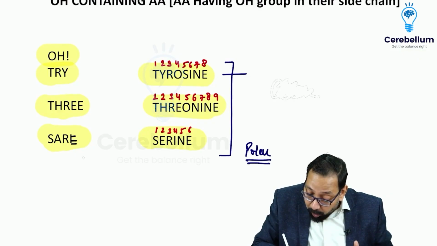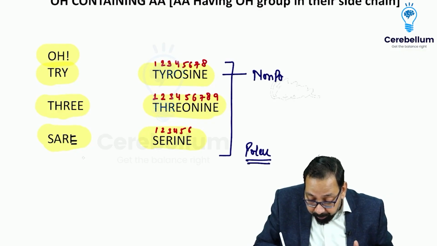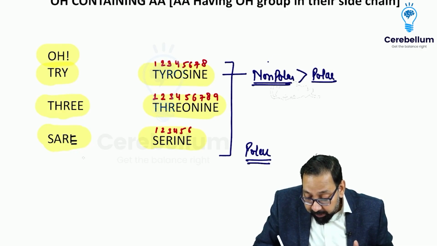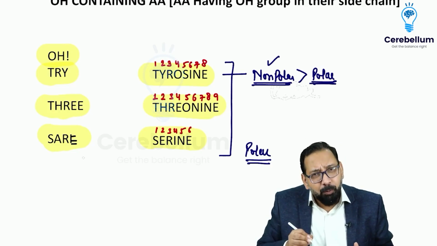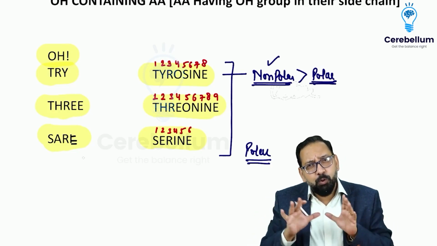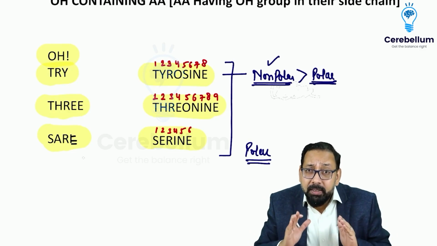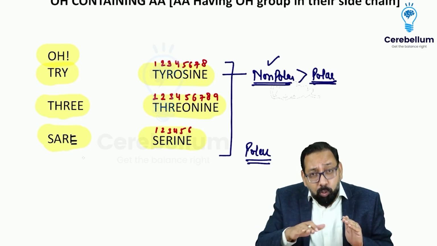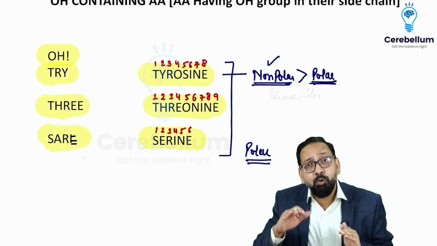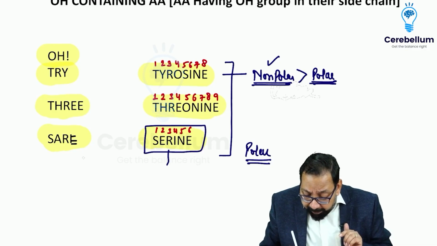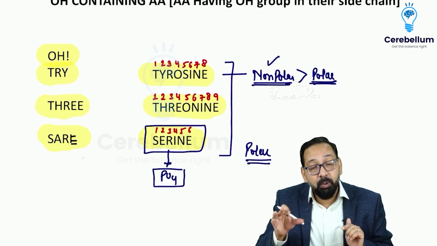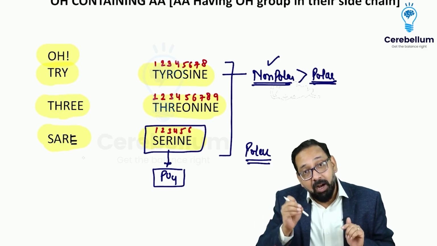But according to Harper, tyrosine is non-polar. So if the question is asked, you will prefer to mark tyrosine as non-polar. If non-polar is not given, then you can mark it polar. Anywhere an OH group is there, this OH group has a tendency to attach with phosphate. So all these 3 amino acids can attach with phosphate. Out of these 3, serine is the most common amino acid which attaches with phosphate. If the question is asked which of the following amino acids is phosphorylated easily, the answer would be serine.